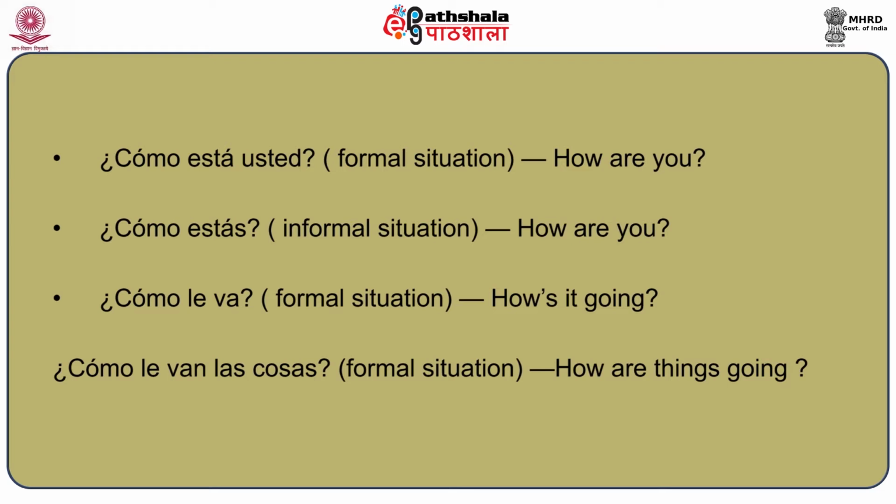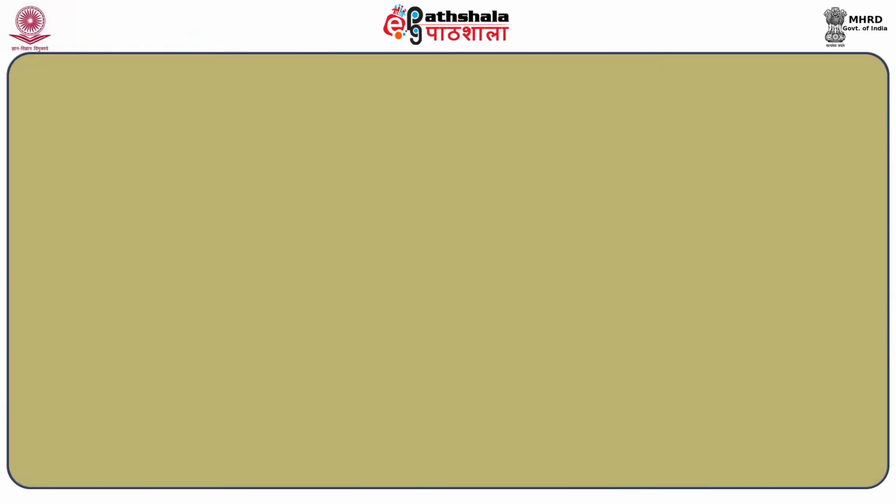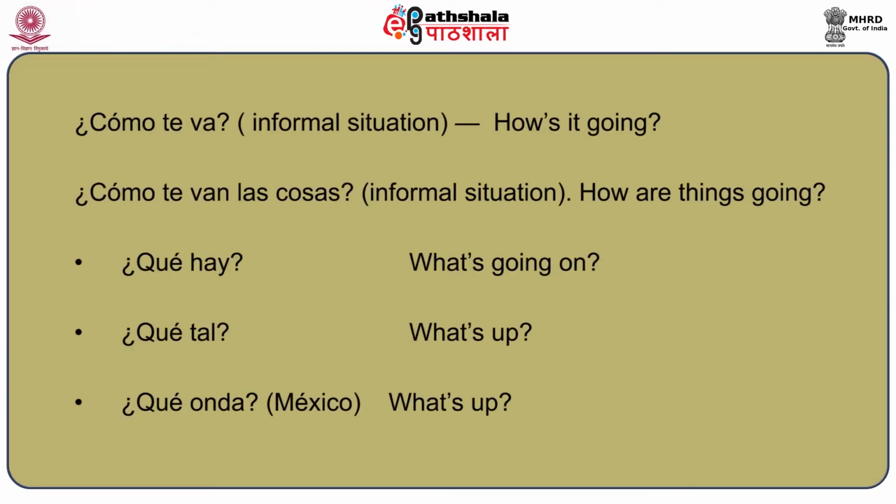And in an informal situation or context, you can ask, ¿Cómo le van las cosas? Or in the same way, in a formal situation, you can use ¿Cómo le va? Or ¿Cómo le van las cosas? Which means how it's going or how are things going. And in an informal situation, you can say ¿Cómo te va? Which means how it's going. Or ¿Cómo te van las cosas? Which means how are things going.